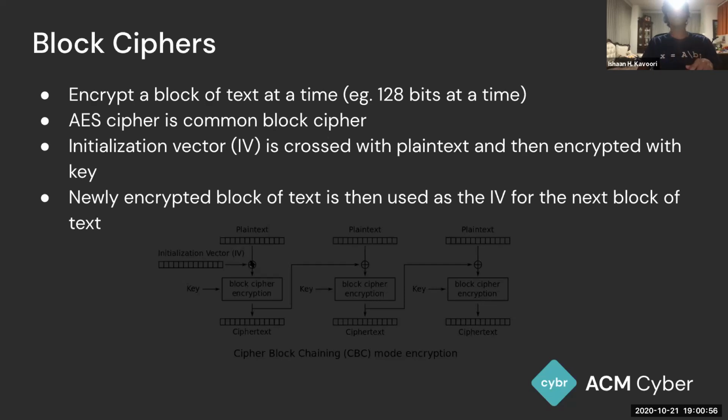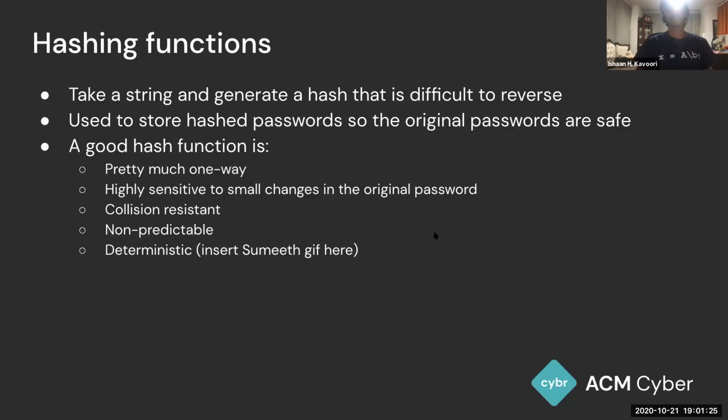And then you're going to run the result of that through the key. So you're going to encrypt that. And then what you get out is a ciphertext for the first block, the first 128 bits. Now for the next 128 bits, you actually use the result from the previous block as the initialization vector for this next one, and then you encrypt that with the key, and so on. Again, not going to go too much in depth.